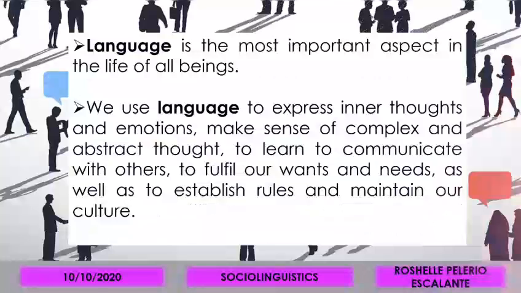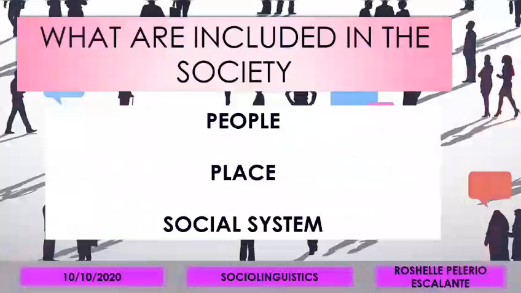A particular language usually points to a specific group of people. When you interact with another language, it means that you are also interacting with the culture that speaks the language. You cannot understand one's culture without assessing its language directly. A society is composed of people, place, and social system. Of course, those are important things under society.